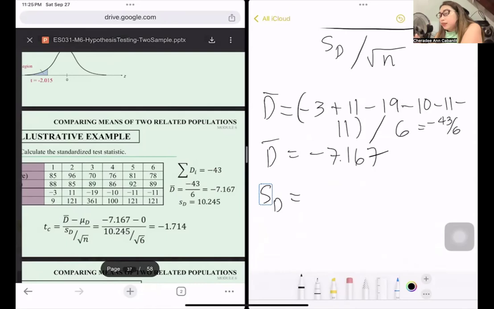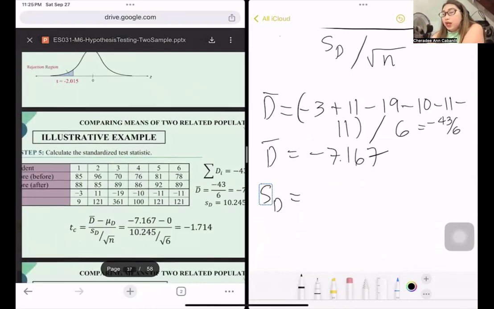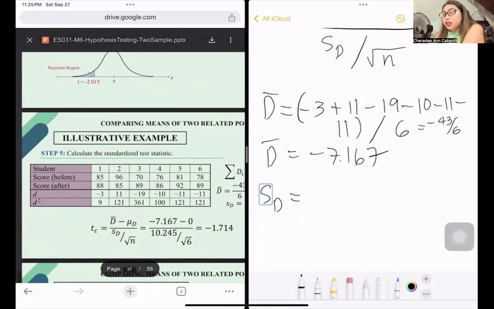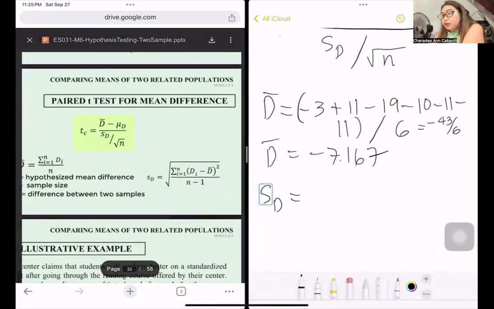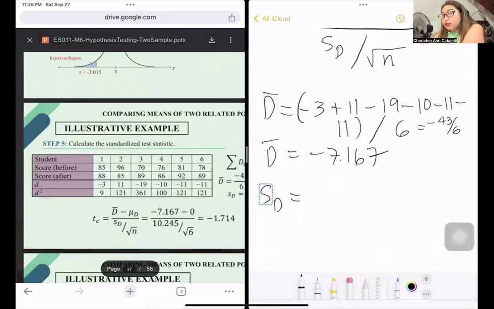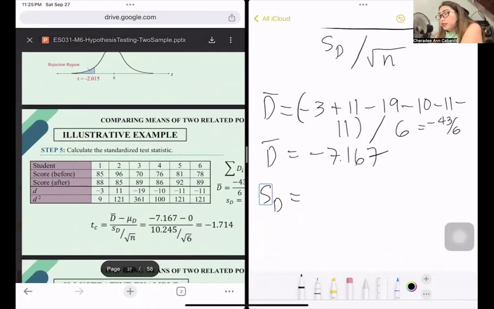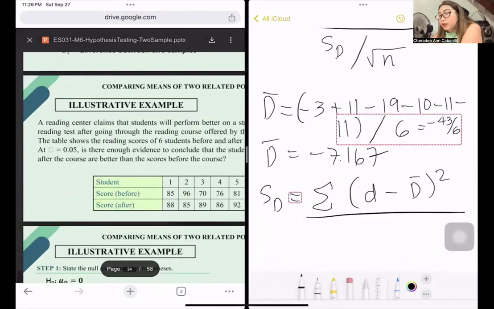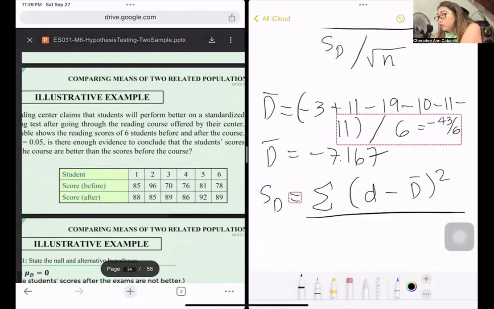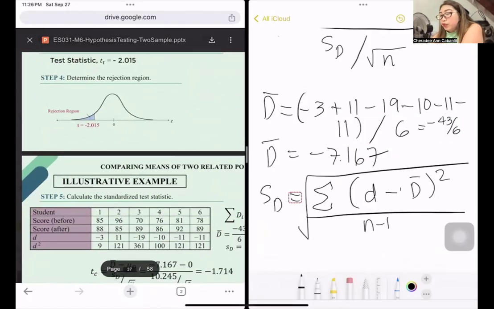Okay. Now, for the SD, the computation is bagsa-bagsa man siya. So, sum of the values. Supposed to be for the SD, the summation of the difference minus the mean, squared, over n, right? Over n minus 1, then square root.